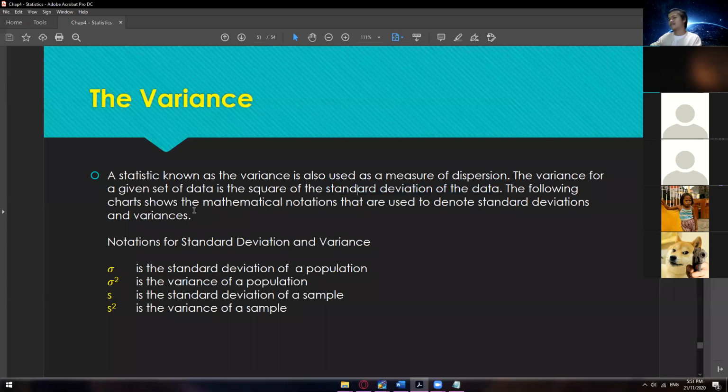The following charts show the mathematical notations that are used to denote standard deviations and variances. So here are the notations for the standard deviation and then the variance. As you all know, this one is the symbol for the standard deviation of the population, and this one is the standard deviation for the sample. For you to be able to get the variance, just square that standard deviation. If we have the population, just square it. If we have the sample, just square it also. Basically the same, just the symbol is different.